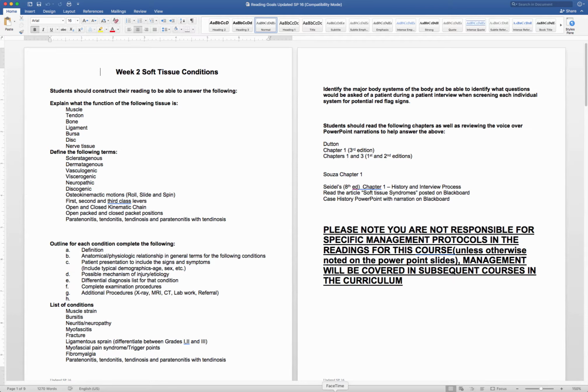Once you open this Word document, you will see what I have in front of you on the screen. So what you need to do is, as you go through this the first time, you should be writing out, without reviewing any of your notes, what the function of a muscle, tendon, bone, etc. is. Defining the following terms.